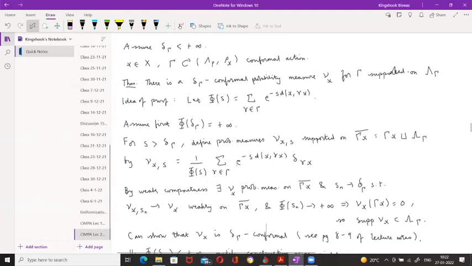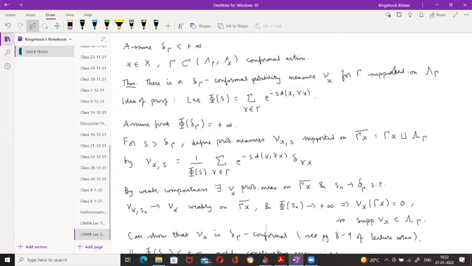This is supported on the orbit, and the orbit is contained inside the orbit closure, which is the orbit union the limit set. This orbit closure, gamma x closure, is a compact set. And nu x comma s is a family of probability measures on a compact space. Therefore, we know that it has a weakly convergent subsequence, since probability measures on a compact space are weakly compact.